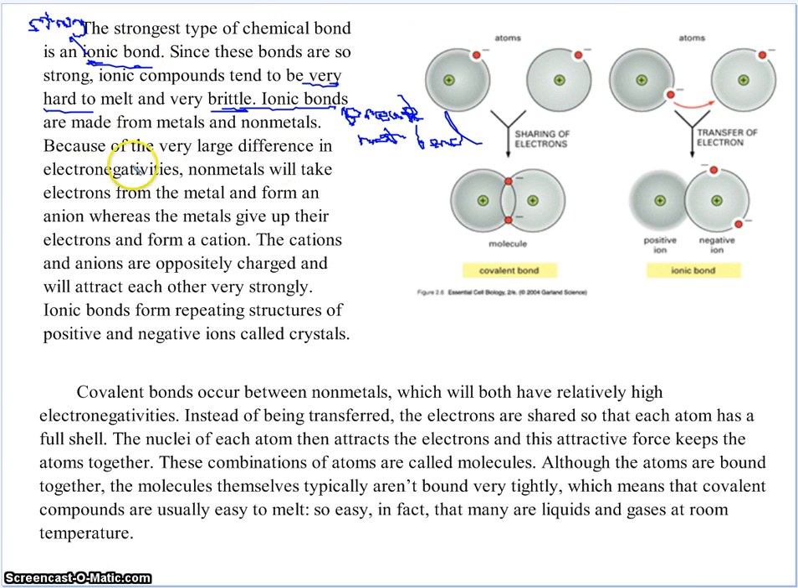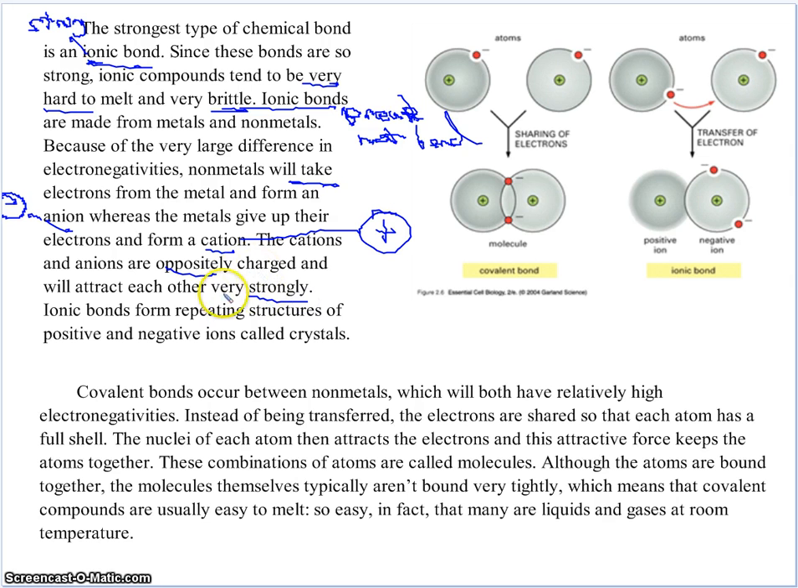Ionic bonds are made from metals and nonmetals. Because of the very large difference in electronegativities, nonmetals will take electrons from the metal and form an anion. I remember anions are negative, whereas the metals give up their electrons and form a cation. I remember cations are positive. The cations and anions are oppositely charged, positive and negative, and will attract each other very strongly.